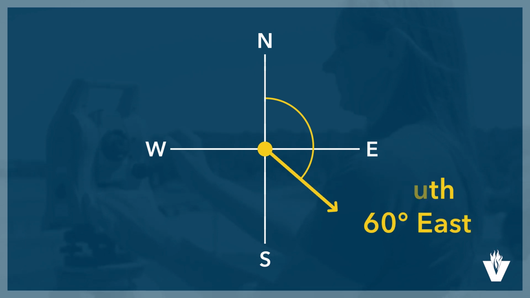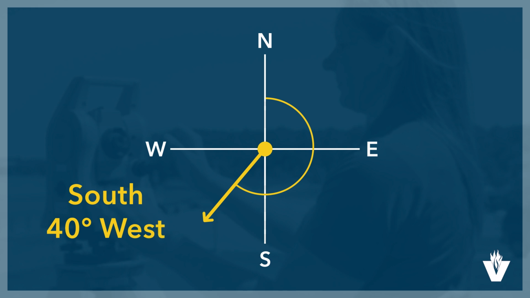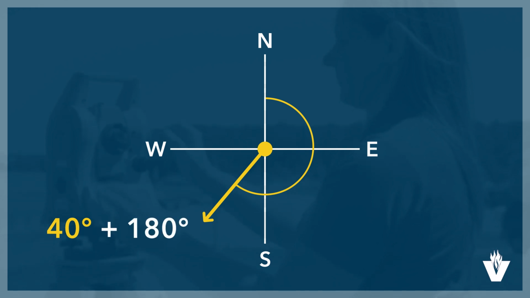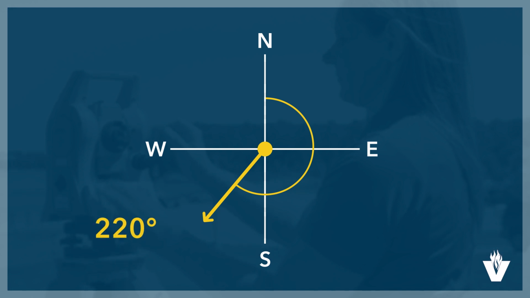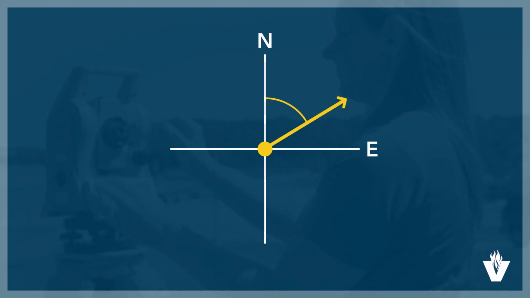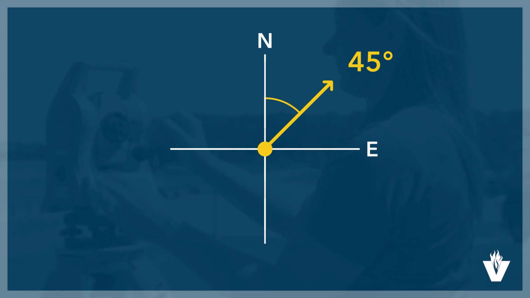And if we wanted to convert a bearing of south 40 degrees west to an azimuth, we would drop the letters and add the bearing value to 180 degrees to obtain 220 degrees. For conversions in the northeast quadrant, no calculations are needed. You simply add or take away the cardinal direction designations as needed.